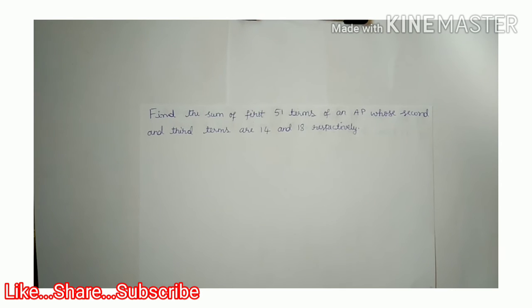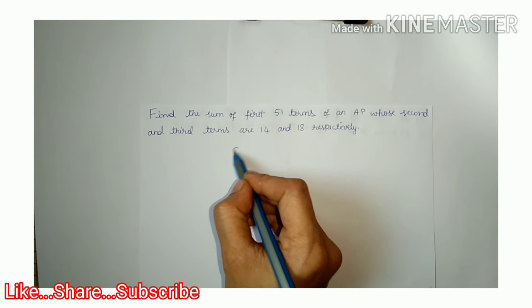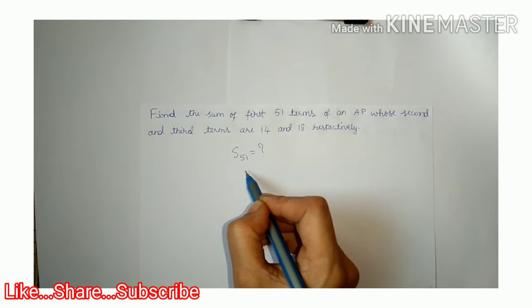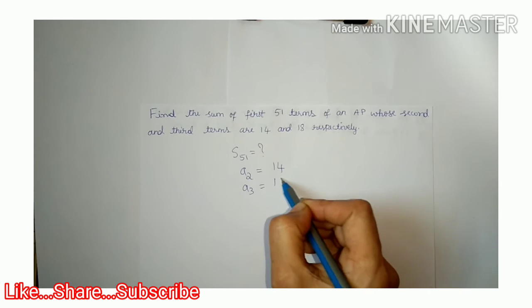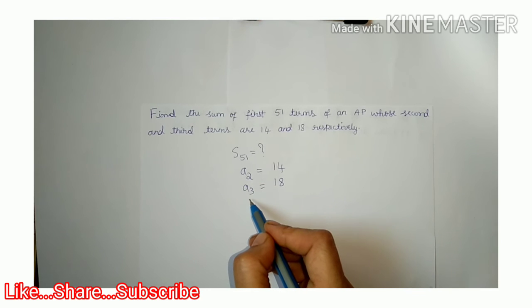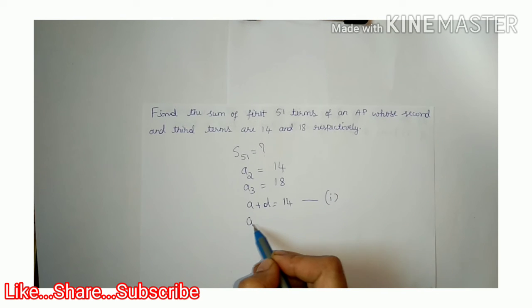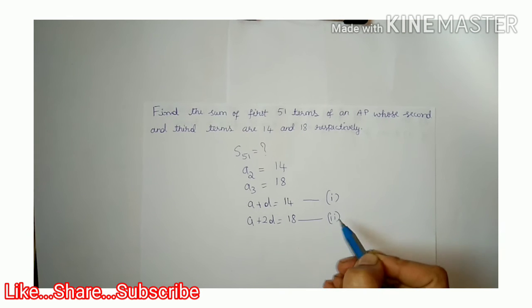One more example. Find the sum of first 51 terms of an AP whose second and third terms are 14 and 18 respectively. Solution. We need to find S51. Given second and third terms A2 and A3 are 14 and 18 respectively. A2 is a plus n minus 1 into d, a plus d is equal to 14. Let it be equation number 1. A3 is a plus 3 minus 1 into d, a plus 2d is 18. Equation number 2.